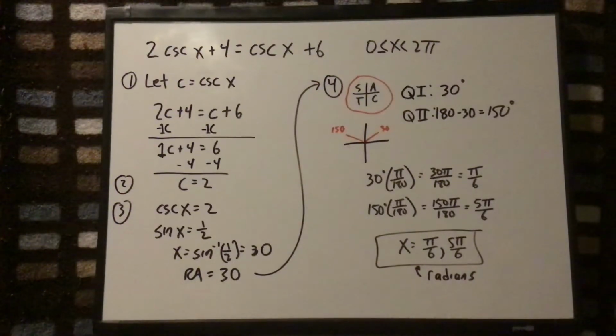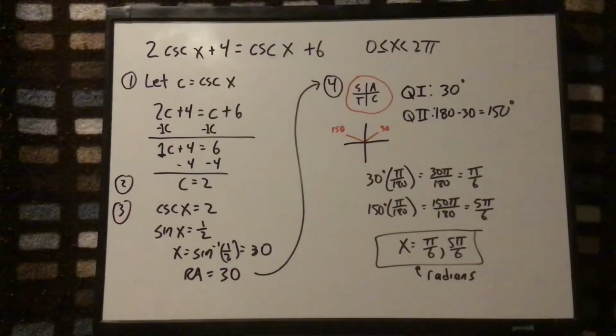It starts with the equation. I replaced cosecant with c, so that made it simpler to solve. It was 2c plus 4 equals c plus 6. After some solving, you can see the work, I got to c equals 2. I don't want to leave it as c equals 2.